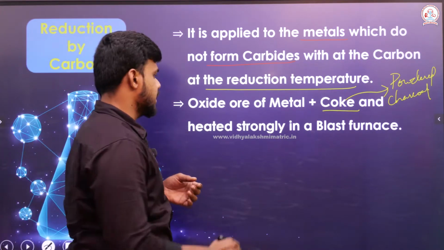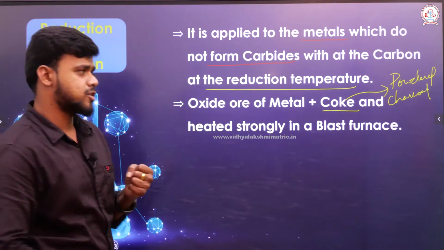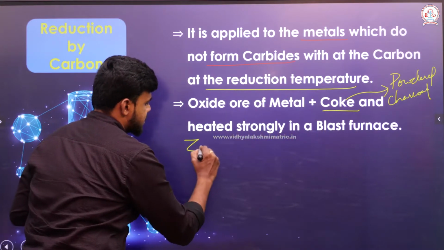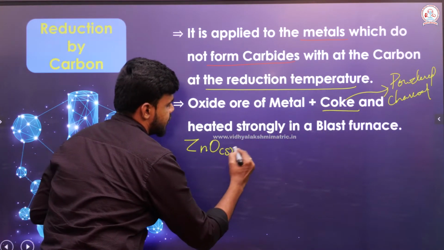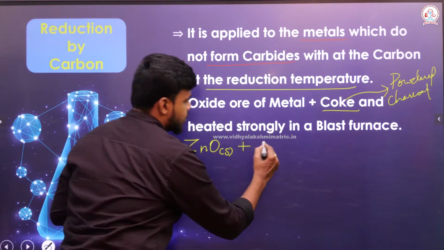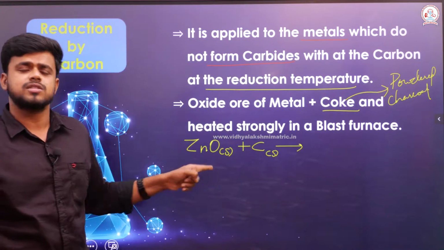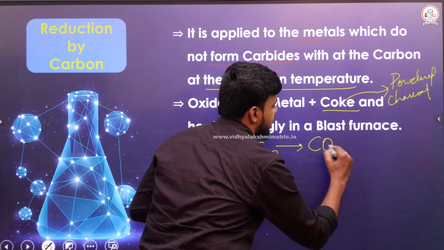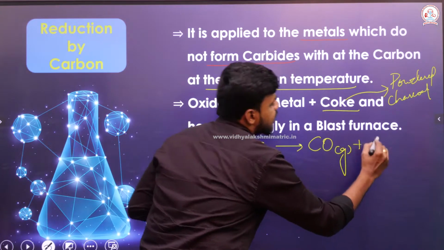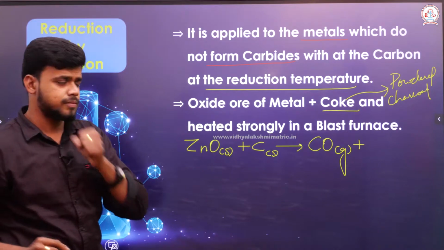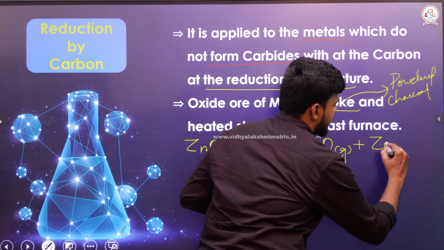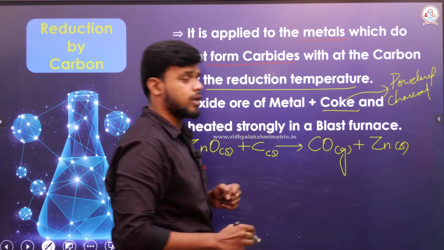What is happening? Let me take a few examples. If zinc oxide, which is in solid form, is treated with carbon, which is a solid, carbon will take up the oxygen and go as carbon monoxide in the form of a gas. The one which is left out is zinc, as a solid.